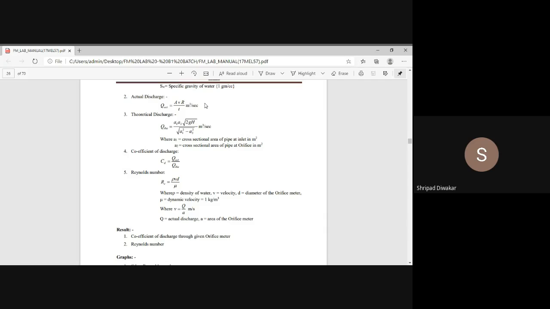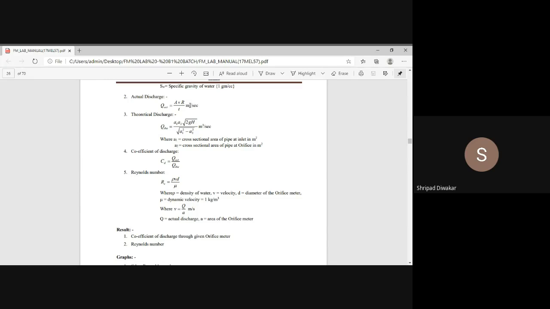AR by T. A is 0.12, R is 0.1, and T is time in second. You are getting the time in second only. So at the beginning of the rise, you have to start your stopwatch. When it reaches 10 centimeter of the water level, you have to stop your stopwatch and note down the time reading. That is nothing but your small t.